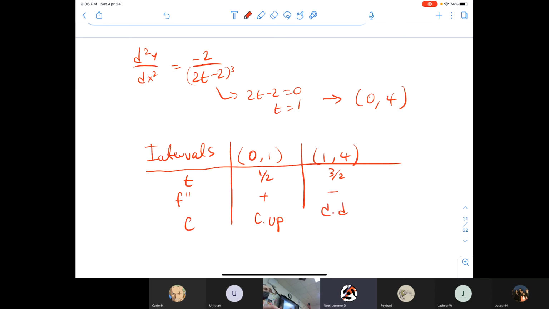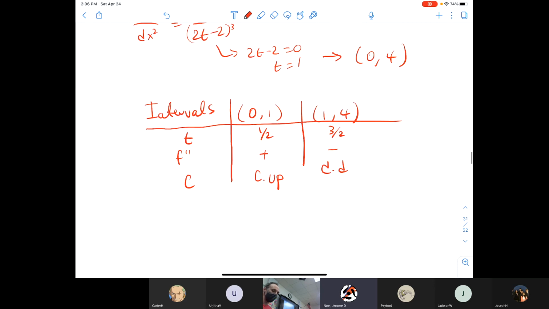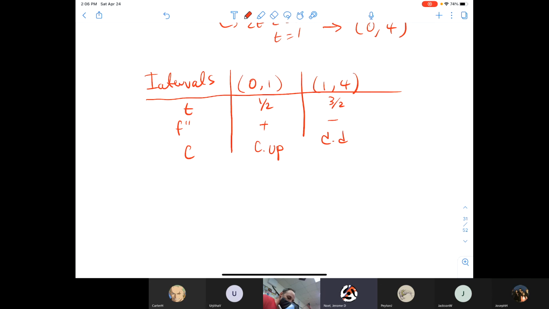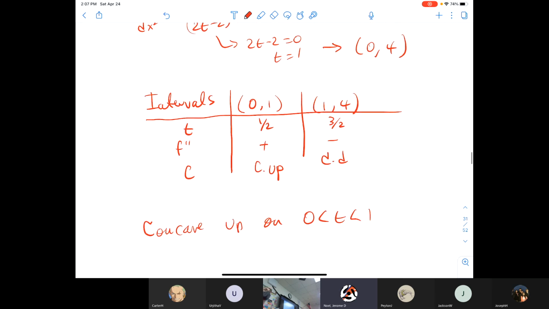So we did the same exact test, except now it's in terms of the t values instead of the y values. So I would say here that it's concave up on 0 is less than t, which is less than 1. Ta-da! Luckily, that's pretty much all you have to do with parametric equations.